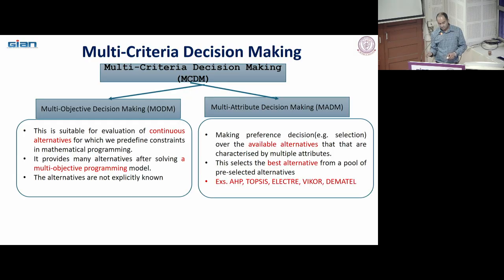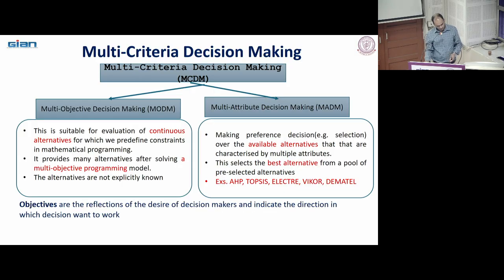In case of MADM, we don't generate any solution. We know the criteria, we know the alternatives, we use the method with experts' opinion, and we select the best alternative among the given alternatives. That's the only job we do in MADM. Examples are AHP, TOPSIS, VIKOR, DEMATEL and so on. So in MODM, the goal is to generate the solution, but in MADM, we want to select the best alternative among the available alternatives.